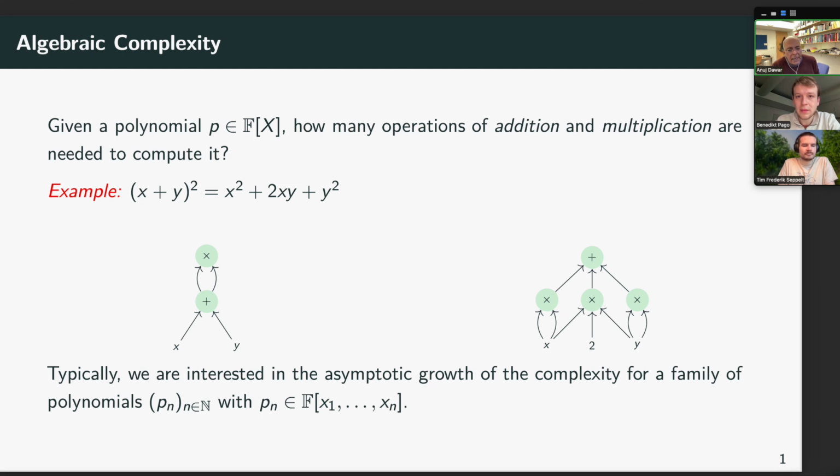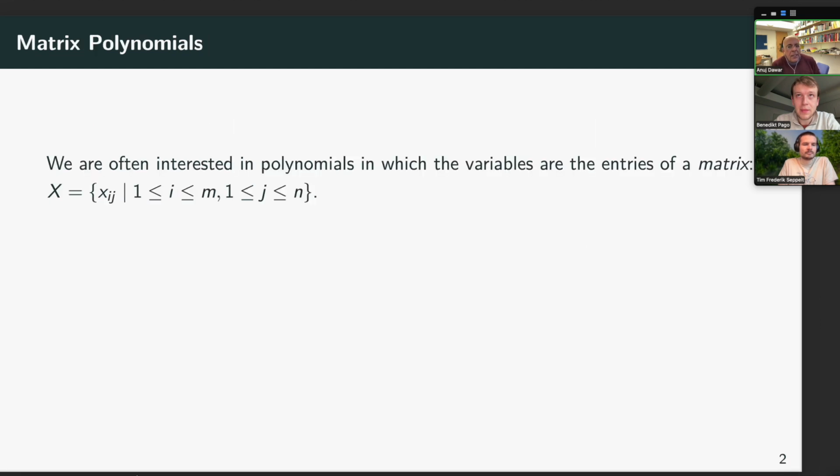Of course, mainly we're interested in the asymptotic growth. So it's the complexity of a family of polynomials rather than of a single polynomial, typically indexed by n, which might be the number of variables. We want to know how this grows with n. The kinds of polynomials we're interested in are usually polynomials where the variables are the entries of a matrix. So the set of variables X has a certain matrix structure to it.